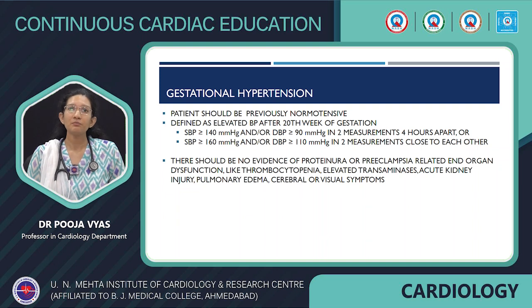And there shouldn't be any evidence of proteinuria or preeclampsia-related end organ dysfunction, like elevated transaminases, thrombocytopenia, acute kidney injury, pulmonary edema, or cerebral or visual symptoms. So in the absence of proteinuria and preeclampsia-related end organ dysfunction, we can diagnose gestational hypertension.